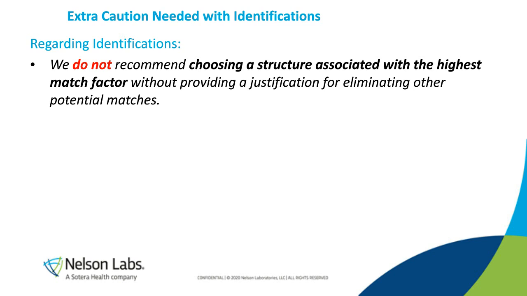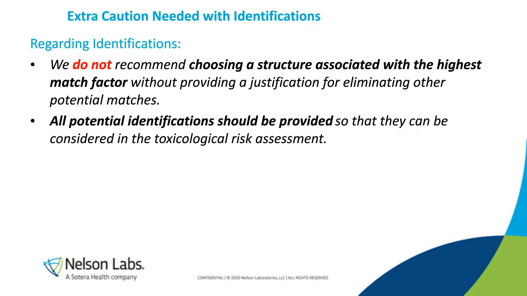They say all potential identifications should be provided so they can be considered in a toxicological risk assessment. That again goes back to this automated ID thing. When software like MassHunter or ChemStation provides these spectral matches, they often will provide several of them. The way I most commonly see it is you'll see the spectrum of the thing you're trying to identify, and then the top five matches. So really what the FDA is saying is, if there's a group of possible matches, you really should consider the entire group.